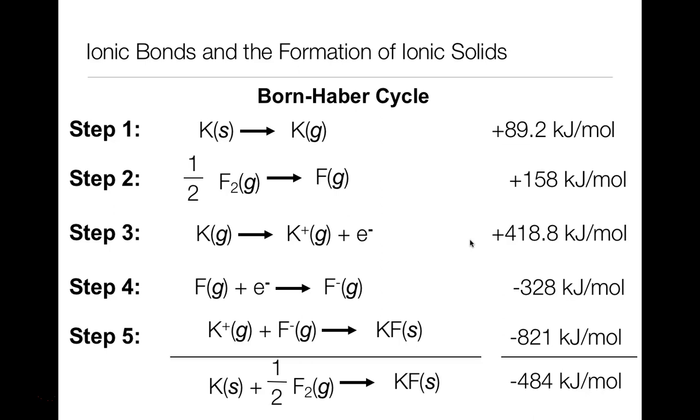We're going to add that to the electron affinity for fluoride. And then our fifth step is the lattice energy, that electrostatic interaction between the cation and the anion. If we add up all these processes, we get the overall energy change for our reaction, and we find out that 484 kilojoules are released for every mole of KF solid formed.